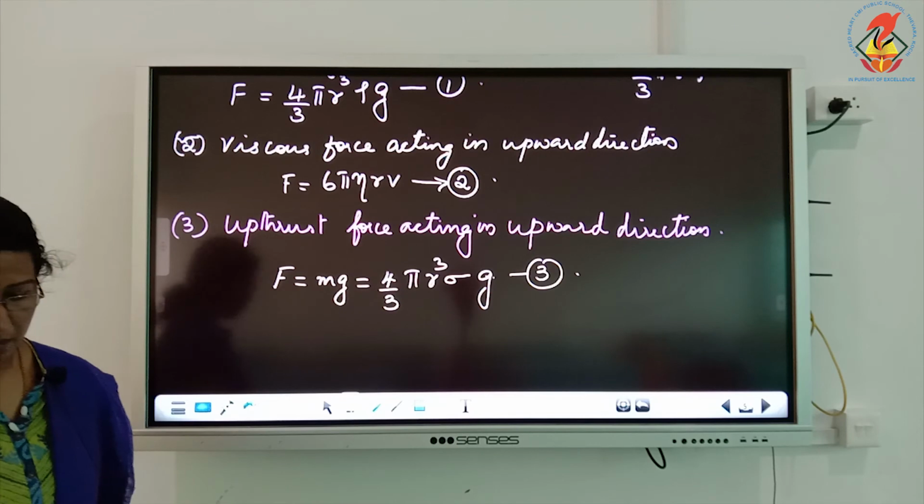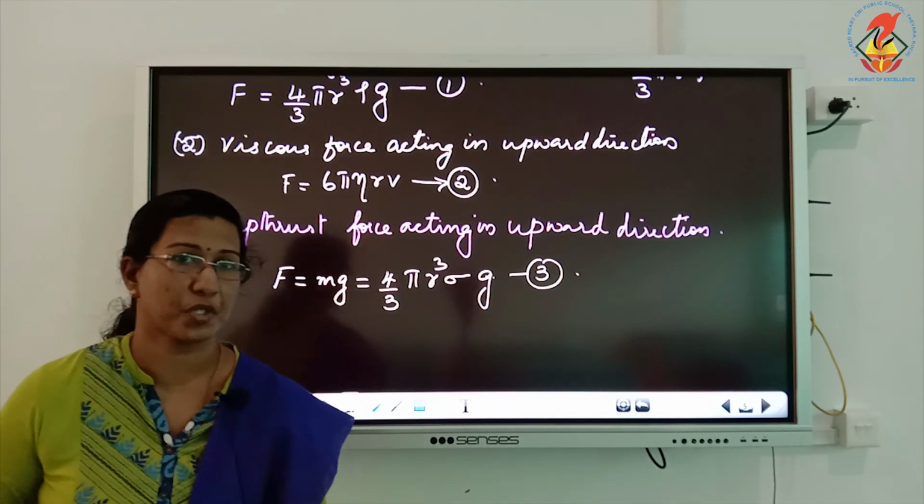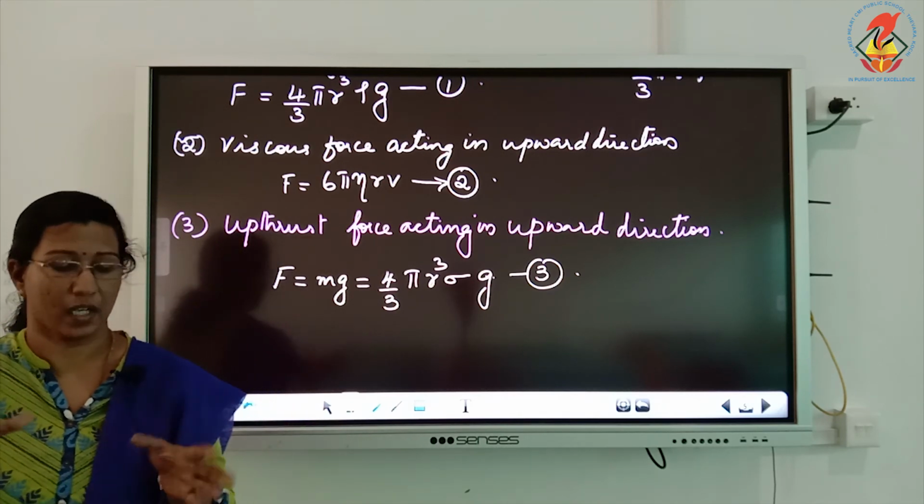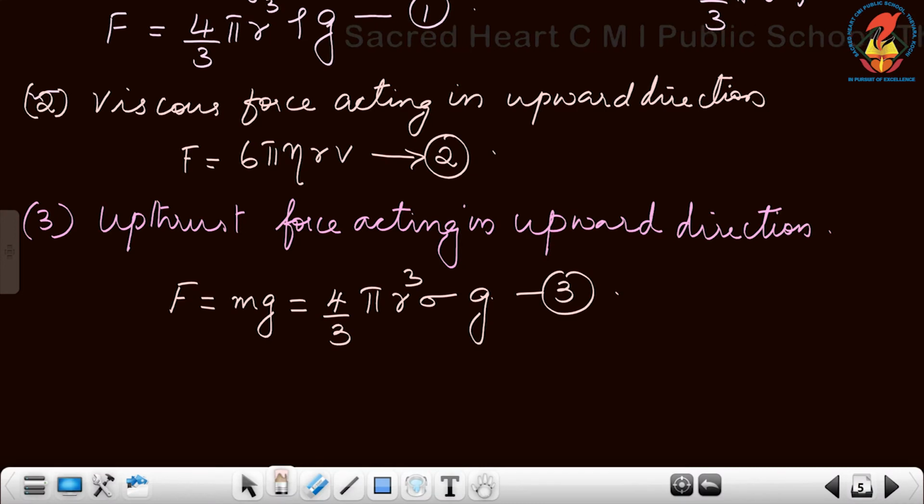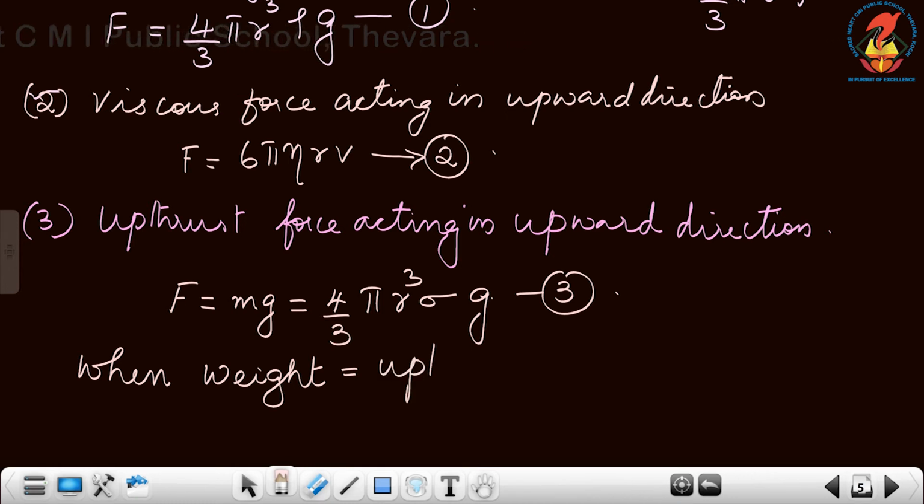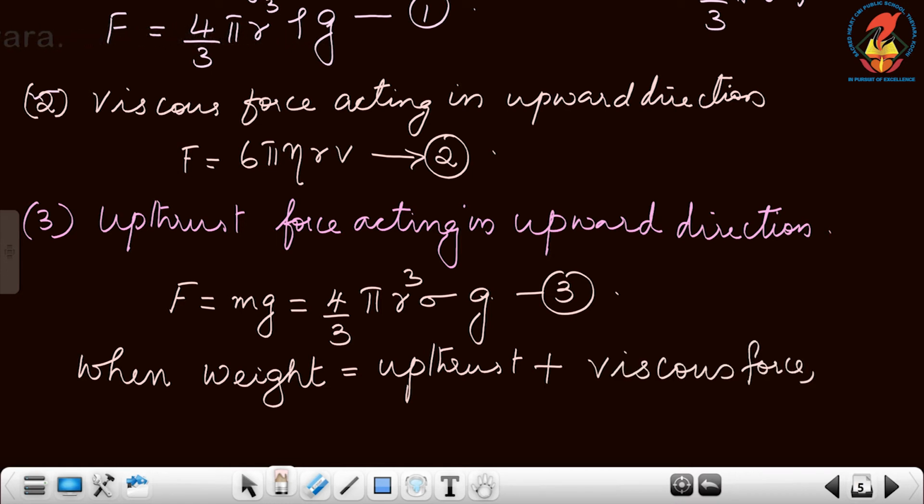Okay. Now, what is the next step? Next step is, a stage is reached when the downward force becomes equal to the upward force and the body starts to move with a constant velocity. When the force due to weight is equal to the upthrust plus the viscous force, what happens? The body attains constant velocity.